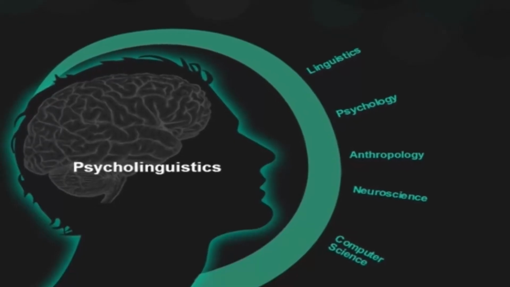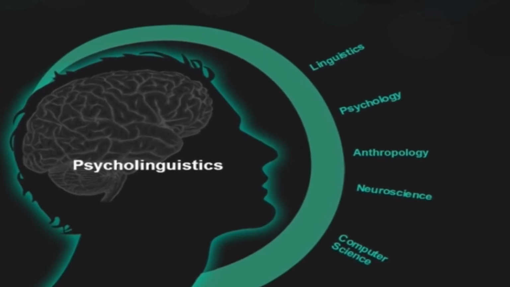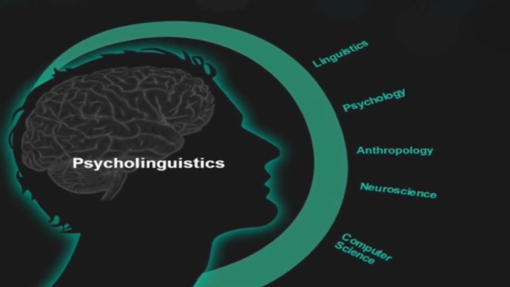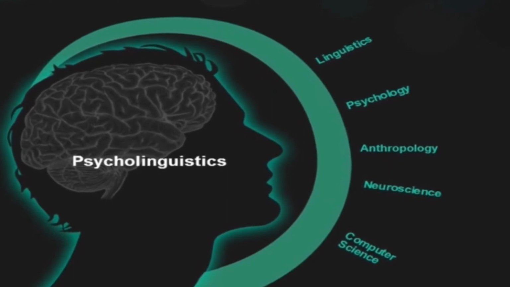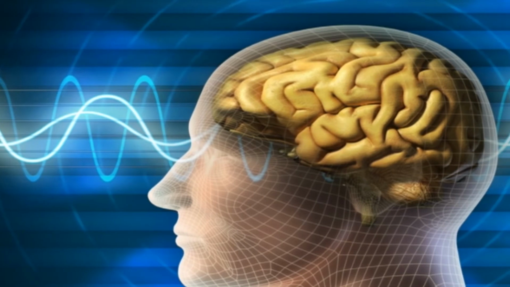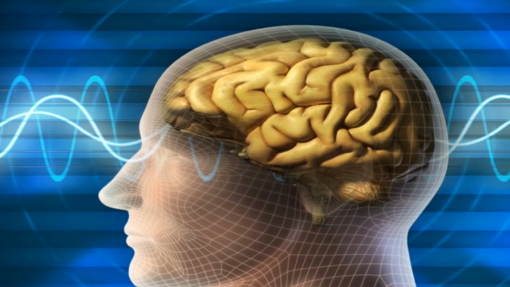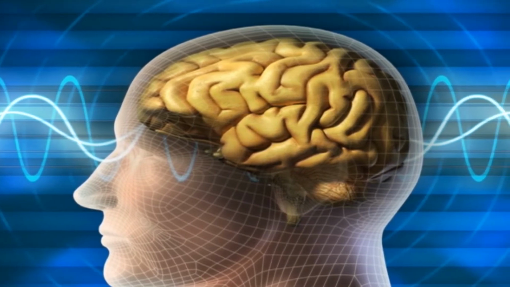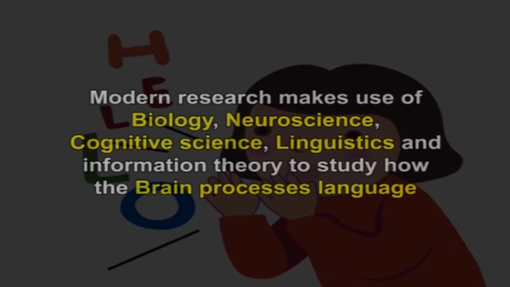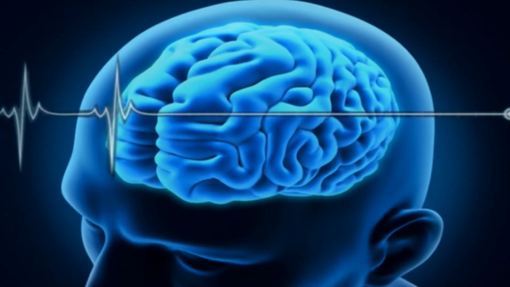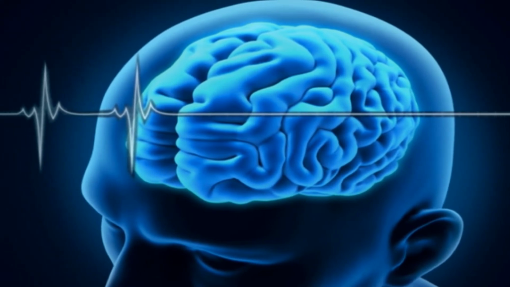Psycholinguistics is the study of psychological and neurobiological factors that enable humans to acquire, use, comprehend and produce language. Initial forecasts of psycholinguistics were largely philosophical ventures due mainly to a lack of cohesive data on how the human brain functioned. Modern research makes use of biology, neuroscience, cognitive science, linguistics and information theory to study how the brain processes language. There are a number of subdisciplines with non-invasive techniques for studying the neurological workings of the brain.